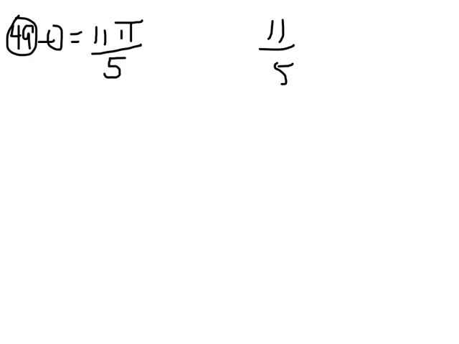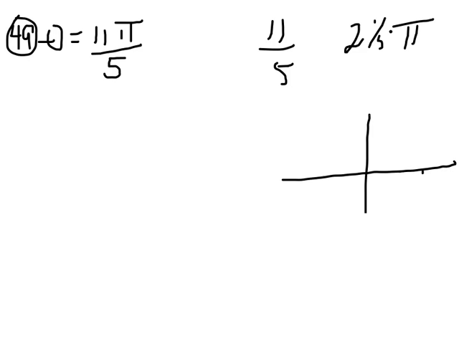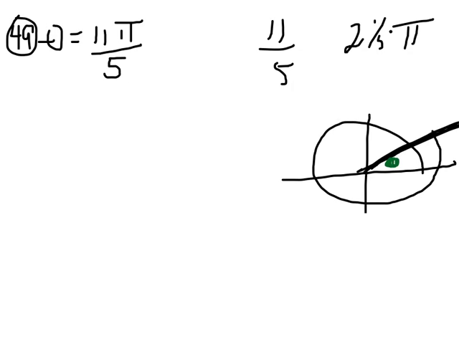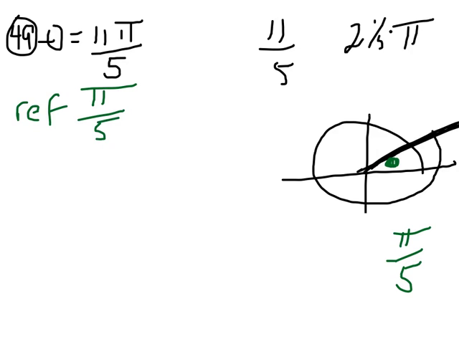11 over 5 is actually 2 1/5, okay? So 2 1/5 pi. So if I'm thinking about where that is, I'm going to go around a whole 2 pi, and then there's a 1/5 of pi that I go. So this angle right here would be pi divided by 5. So this angle in green, I'll write, is pi divided by 5. So I've sketched it in standard position, and I'm done with that one. That's the reference angle. I would use pi over 5 as the reference now.